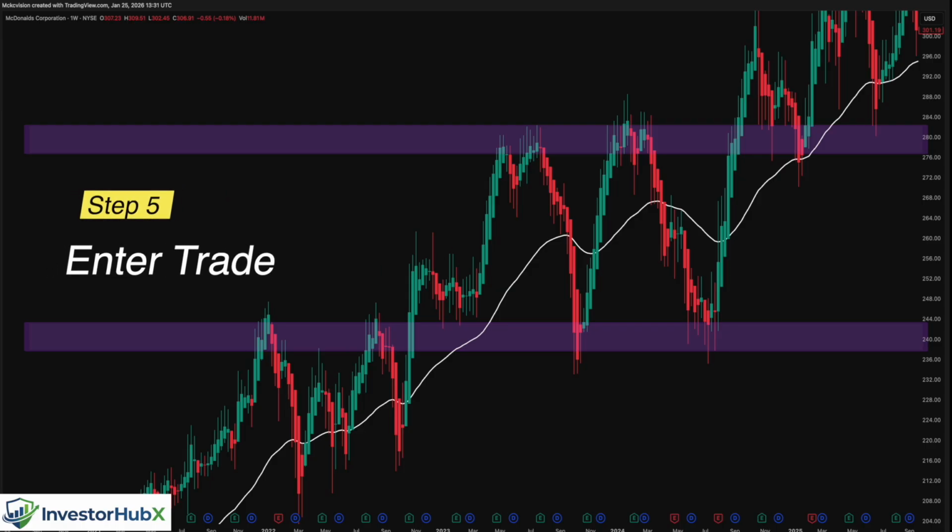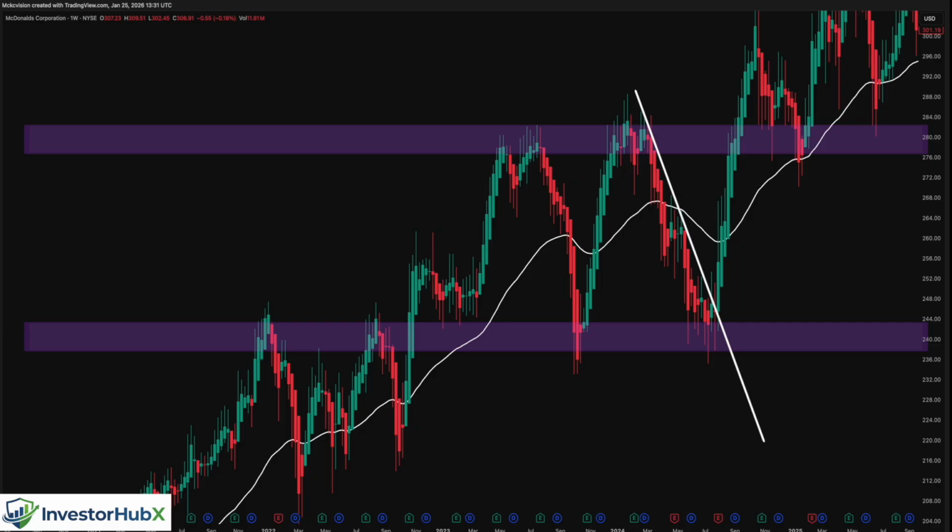The fifth step is to enter the trade. After we get trend change confirmation, we draw a trend line like this. When price breaks the trend line, this is where we enter the trade. Let's walk through it again. Trend change confirmation, price breaks the trend line, enter the trade. This keeps the process simple, objective, and repeatable.